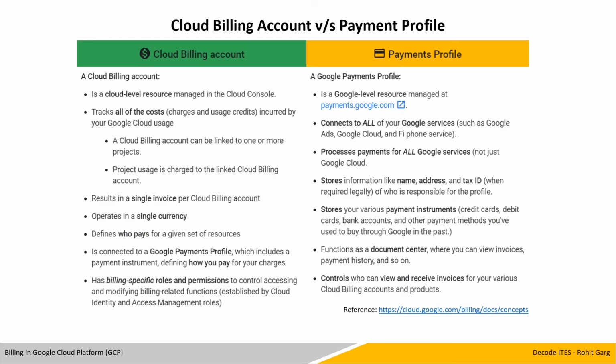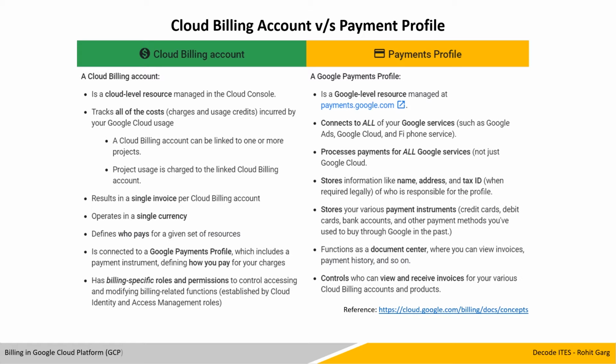Cloud billing account versus payment profile. By name, both look the same or similar, but they are not the same. They have a different purpose and functionality in the Google Cloud environment. Cloud billing account is a cloud level resource, whereas payment profile is a Google level resource. Cloud billing account tracks all the cost of your projects and resources associated with it, whereas payment profiles ensure all cost is converted into the final transaction amount and the transaction is made successfully and payment transferred to Google account.